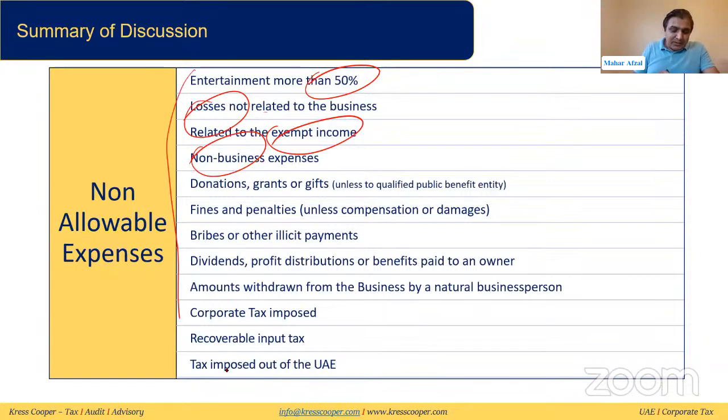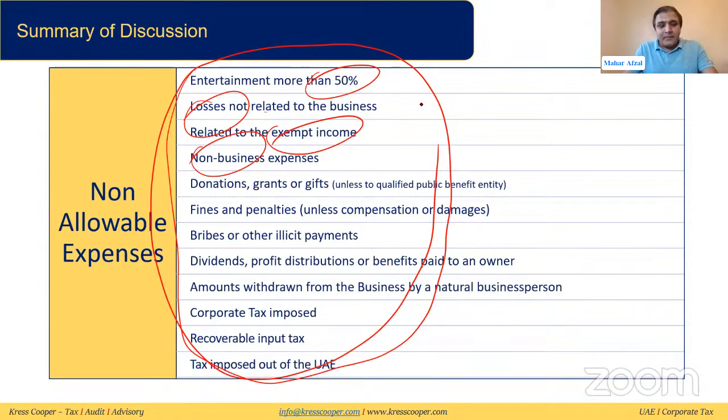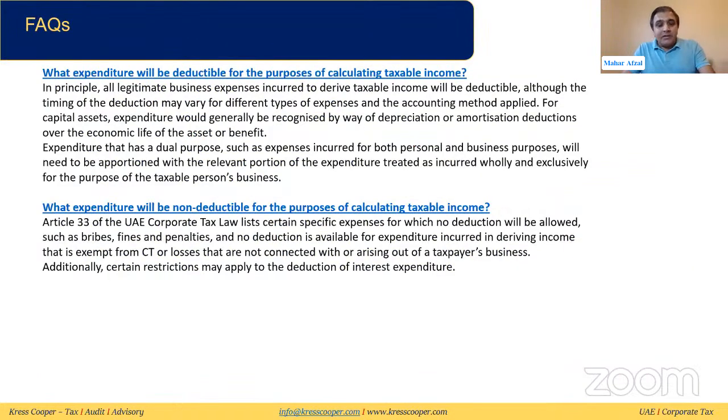And all these expenses, if they have already been deducted while preparing the financial statements, will be added back to arrive at the taxable profits. This is over from my side.